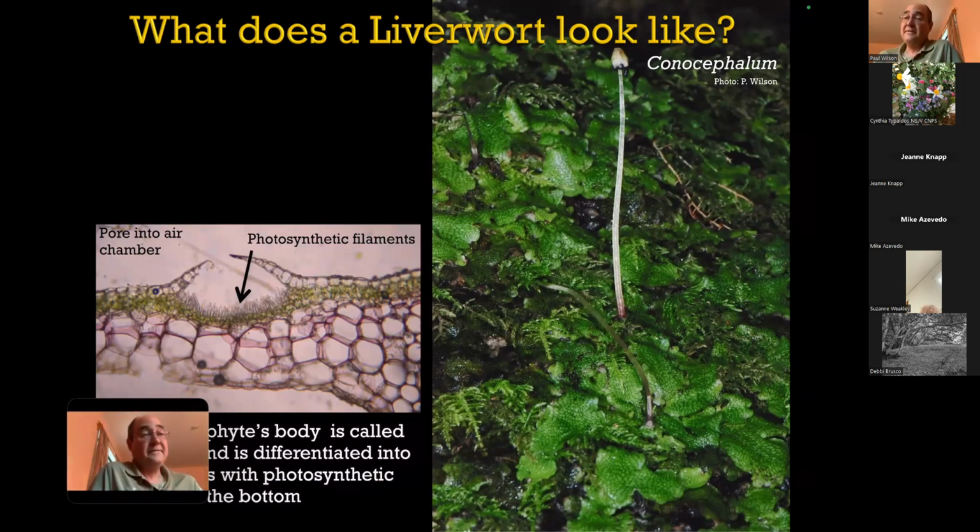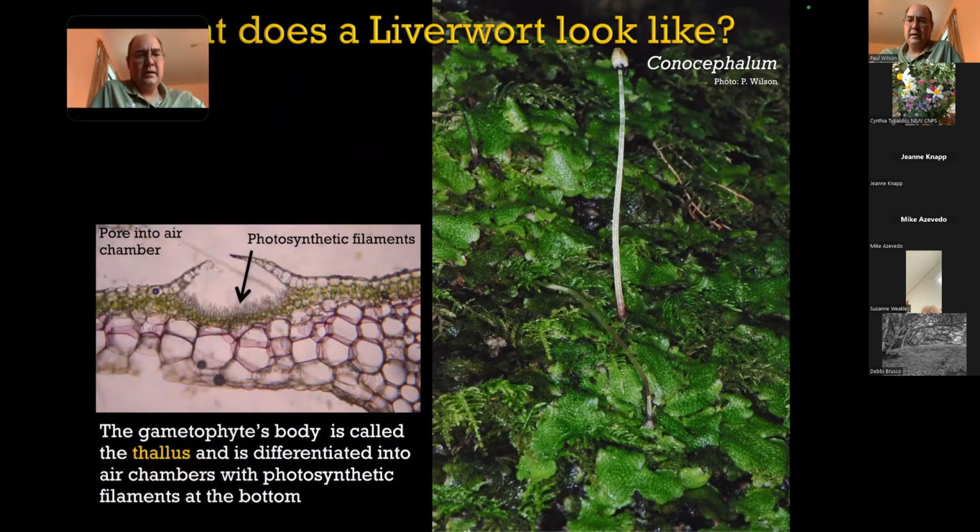So here's Conocephalum, and it's got this kind of alligator skin look. And in each one of those hexagons, there's a little air pore that lets air in, and there's photosynthetic filaments. So it looks a little bit like a vascular plant mesophyll, although not nearly as well developed, and no true stomata. So that's a complex thallus liverwort.